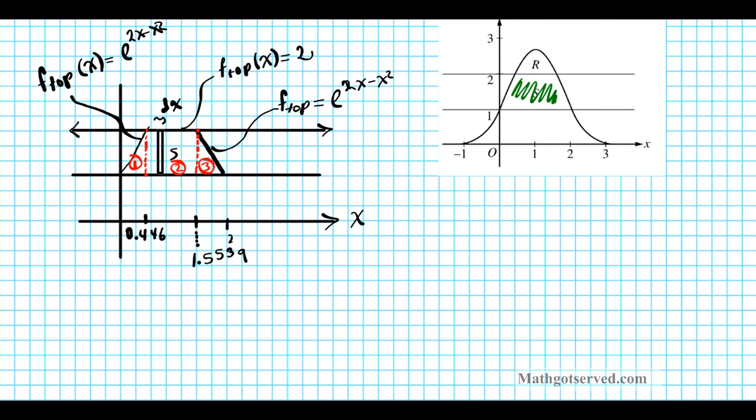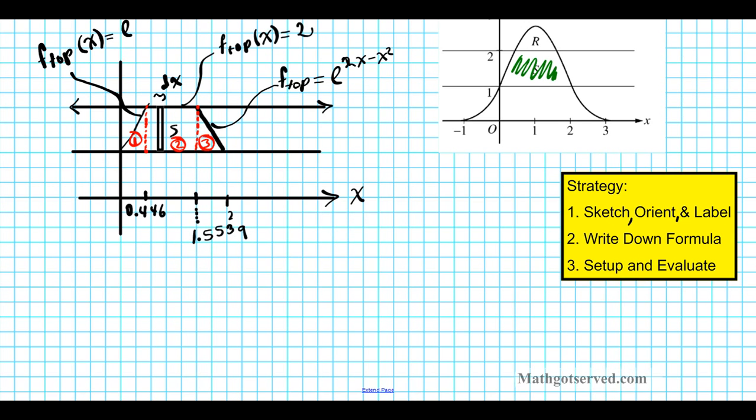Let's go ahead and write our formula. Remember, you want to write your formula next. I placed the strategy guide again down there to guide us. So let's write down what the formula is. The formula for the region between two curves oriented vertically is, for area, A is the integral from x left to x right of f top as a function of x minus f bottom as a function of x, dx.